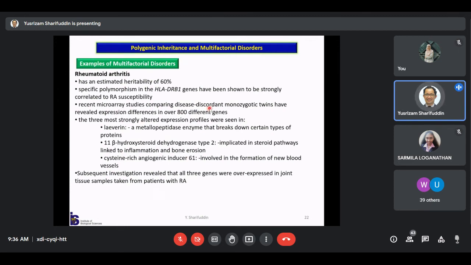Other examples of diseases also include type 1 diabetes mellitus and primary hypertension.